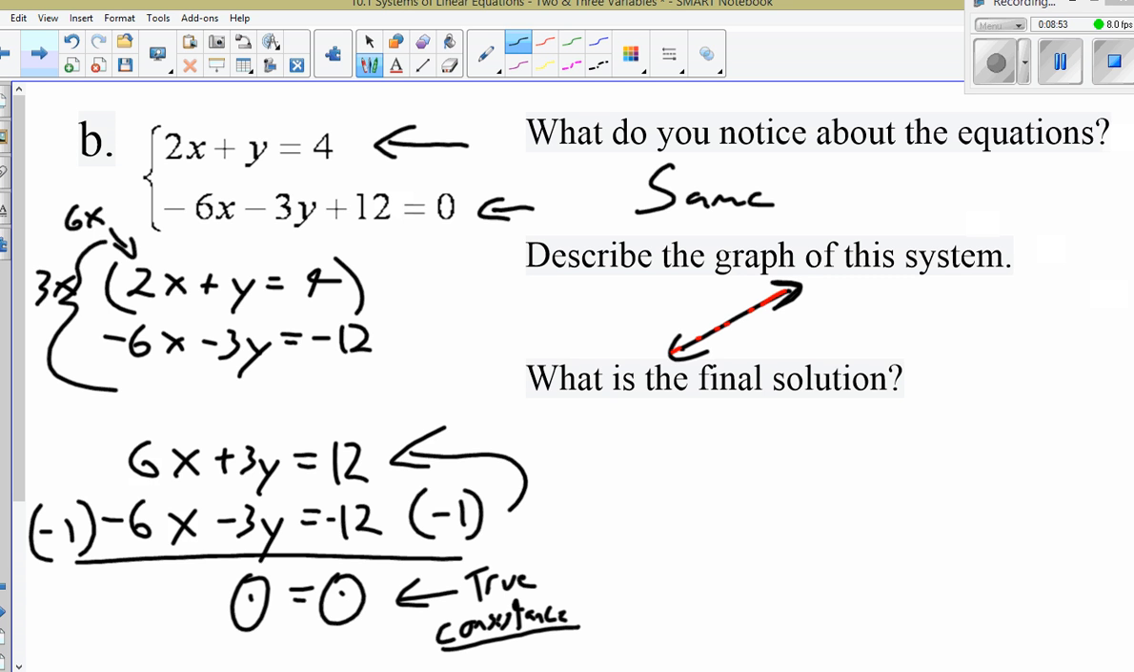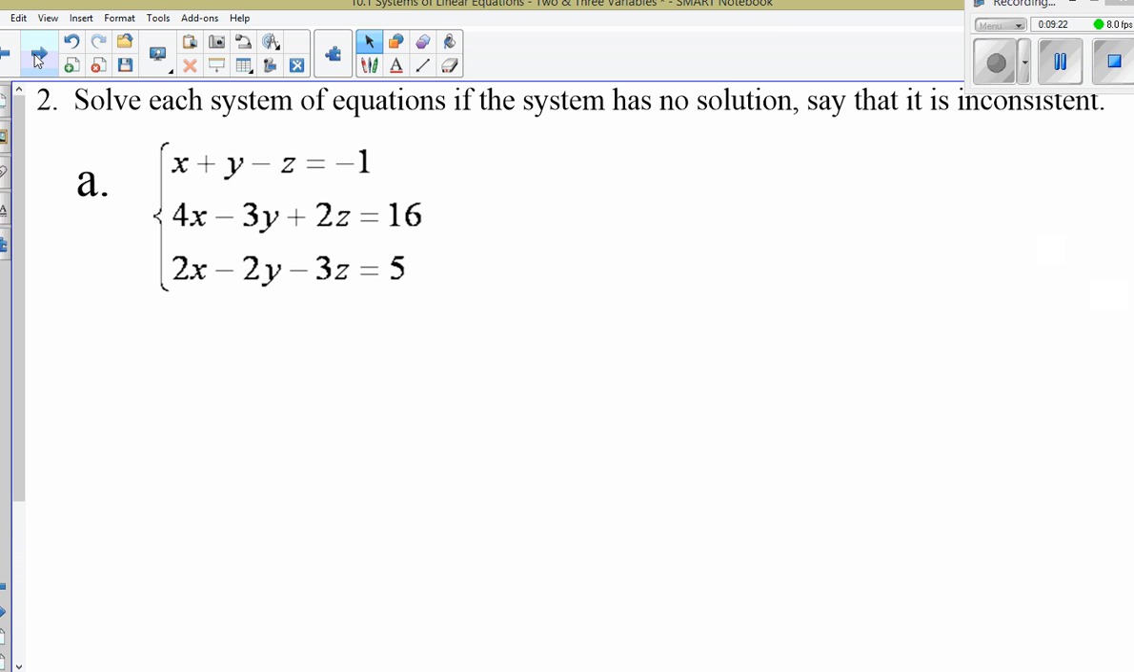So because of that, our final solution is dependent, and I can just pick one of the equations. The solution to this is 2x plus y equals 4. It's dependent upon a variable. So I have to put in an x, and then I get a y. So it's dependent. It does have a solution. It just has lots of them. Okay. All right, so now 3 variables.